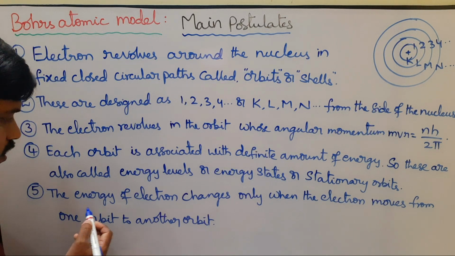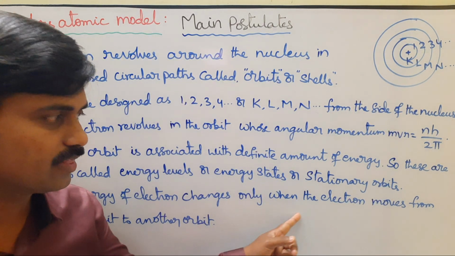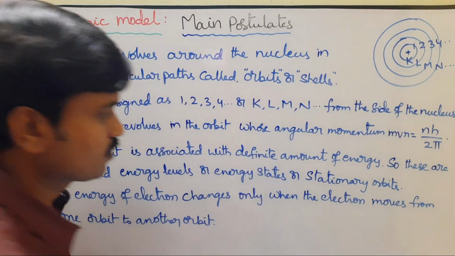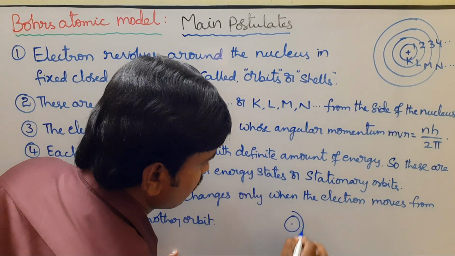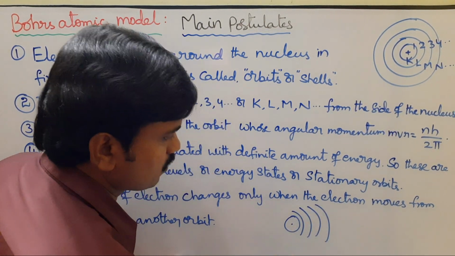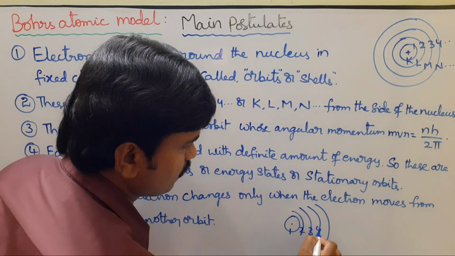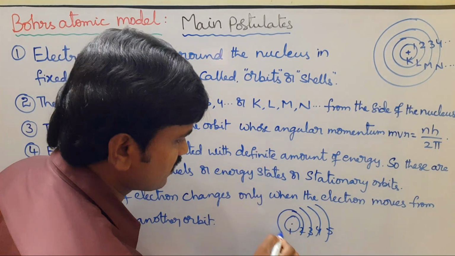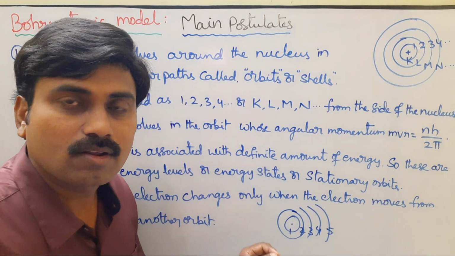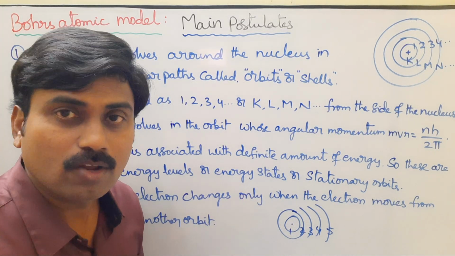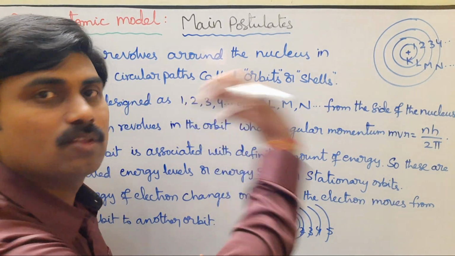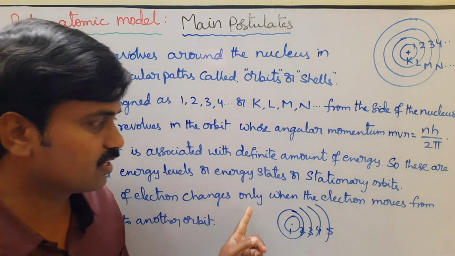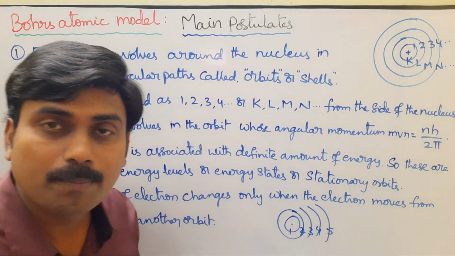Look at the next point. The energy of an electron changes only when the electron moves from one orbit to another orbit. Suppose an electron is revolving in a particular orbit. Suppose this is the first orbit, second orbit, third orbit, fourth orbit, fifth orbit and so on. If an electron is revolving in the second orbit, the energy of the electron is constant, it is fixed. But when the electron jumps from one orbit to another orbit, definitely its energy changes.